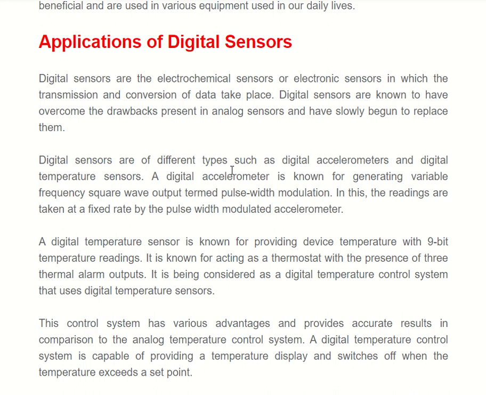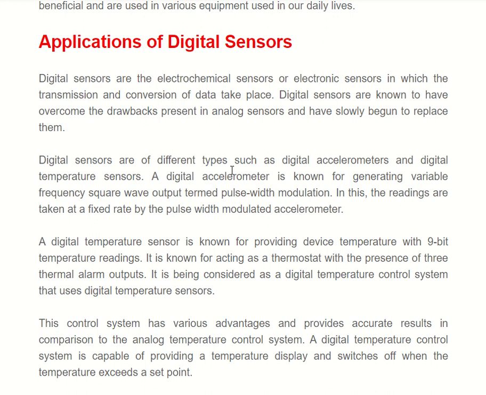So we have different digital sensors as well, like digital accelerometer, digital temperature sensor, digital pressure gauges, digital speedometers, tachometers, everything. So digital accelerometer is known for generating variable frequency square wave output, termed pulse width modulation or PWM, and in this the readings are taken at a fixed rate by the pulse width modulation accelerometer.